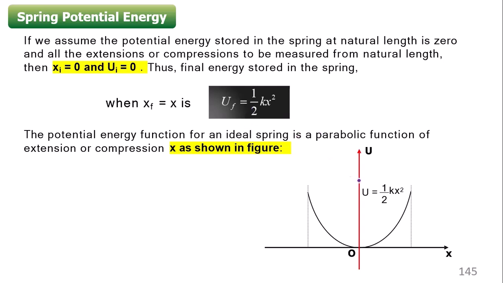Again, the variation is parabolic. So either I can elongate the spring or I can shorten the spring. In this direction, x is positive, which means I am doing the elongation. In the other direction, x is negative, which means I am compressing the spring.